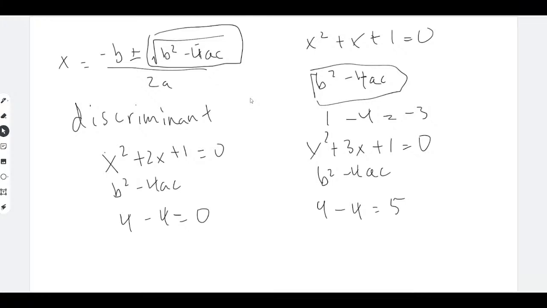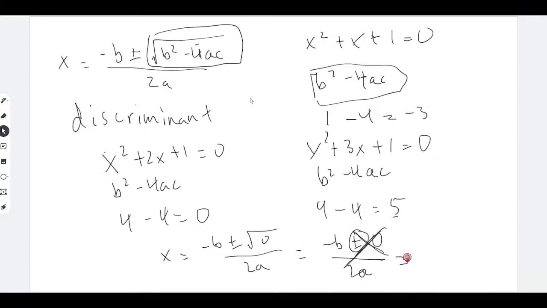And then if you think about what happens when the discriminant is equal to 0, we're going to have x is equal to negative b plus or minus the square root of 0, over 2a. And then the square root of 0 is always just going to equal 0, right? And if you have plus or minus 0, that's not going to change anything, right? Plus 0 doesn't do anything. Minus 0 also doesn't do anything, right? So essentially we could just cancel this out, and then we have x is equal to just negative b over 2a. And then here we only have one solution for x, right?